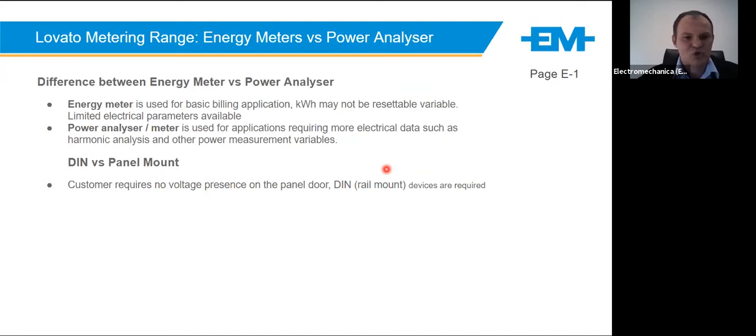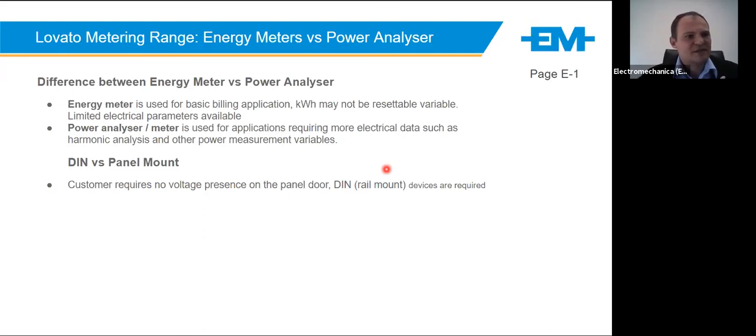And that leads us onto a power analyzer or power meter. The power analyzers are for more specific applications where more electrical data is needed, such as analysis of harmonic orders or PQ events and other power measurement variables. So a little bit more in depth to know the electrical status of that product.